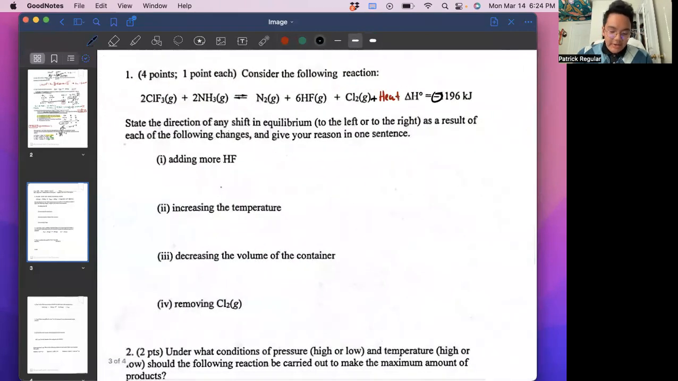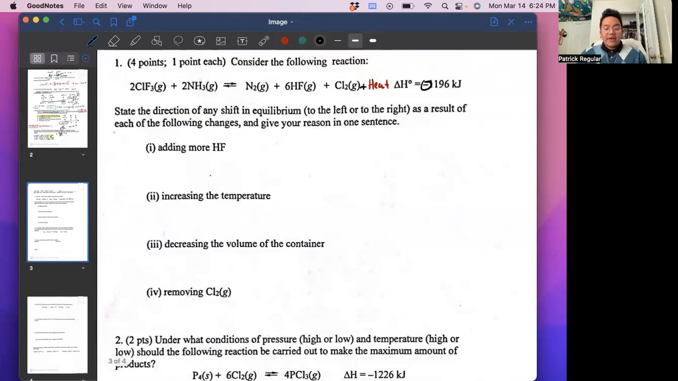Now, let's go ahead and tackle this. State the direction of any shift in equilibrium, left or right, as a result of each of the following changes and give your reason. All right, so right here, this first one's really easy. For adding HF, HF is a product, all right? So if we add product, it has to shift to the reactant because there's excess product and it just messes up the entire equilibrium. So it has to make up for it by increasing the reactant in order to shift back down. All right, so adding more HF or a product will shift left.